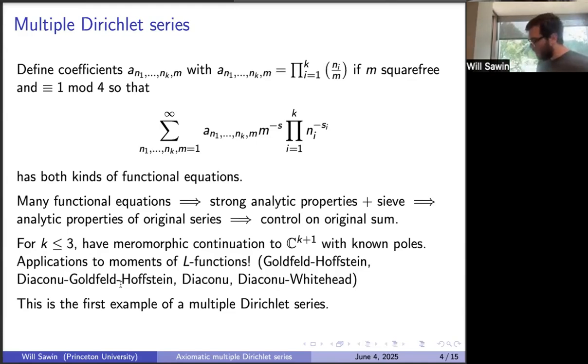With analytic control on each one, you get analytic control in this linear combination, so you get analytic control in the original series. So you know where it has meromorphic continuation, you know what its poles are, you understand the growth, and that gives control in the original sum.